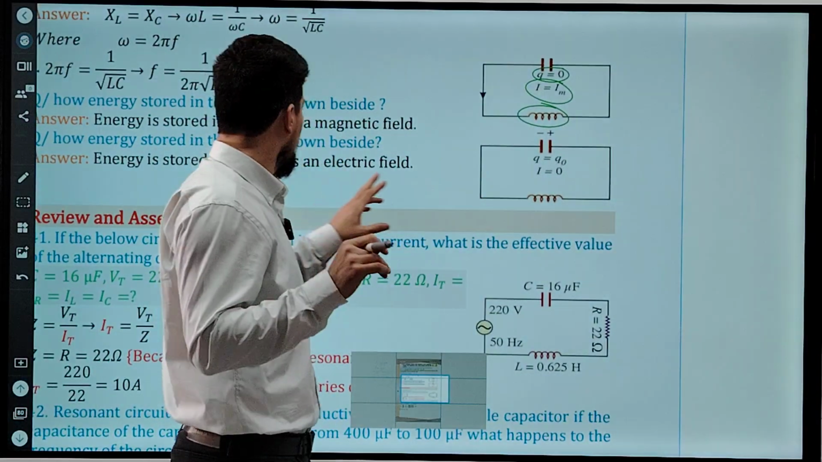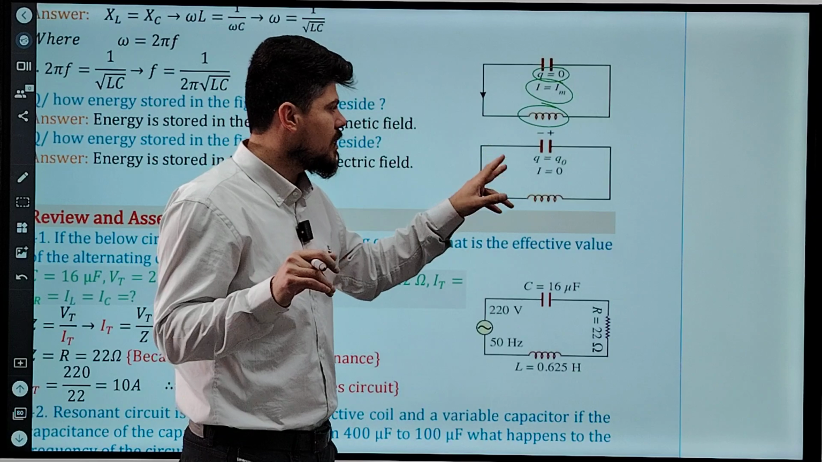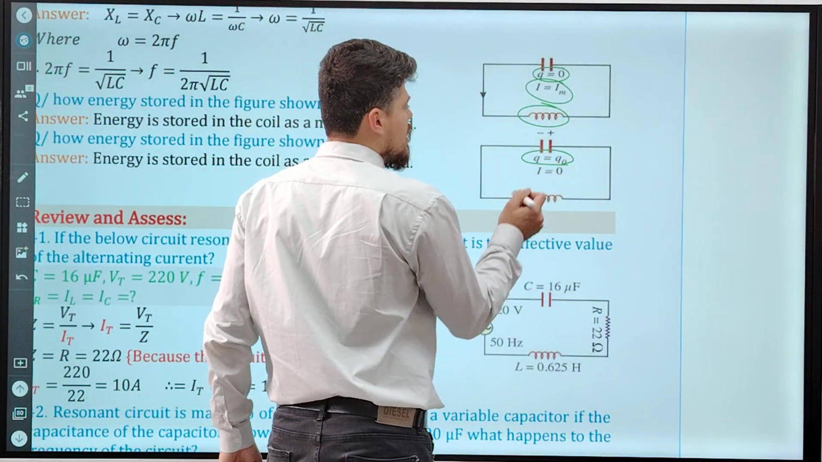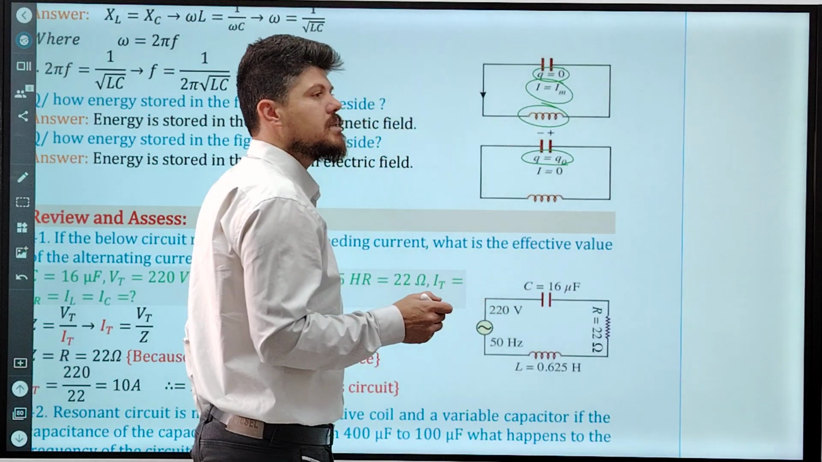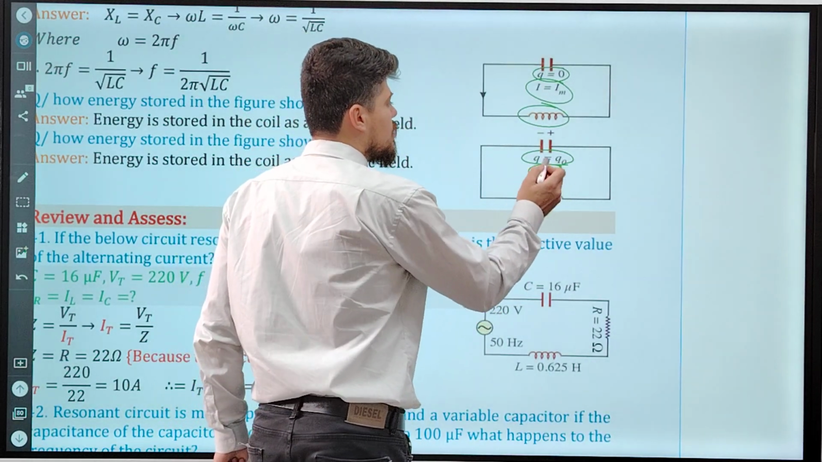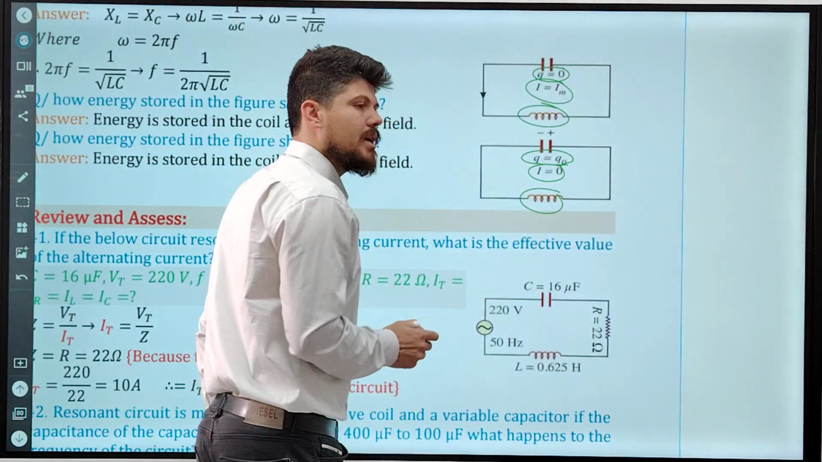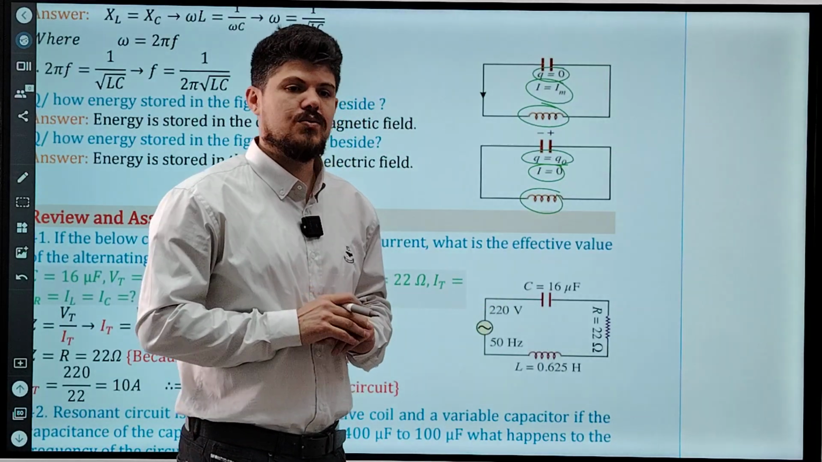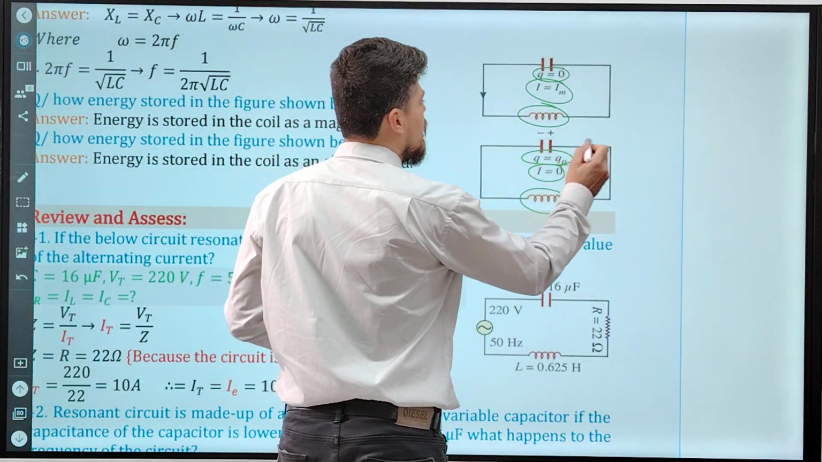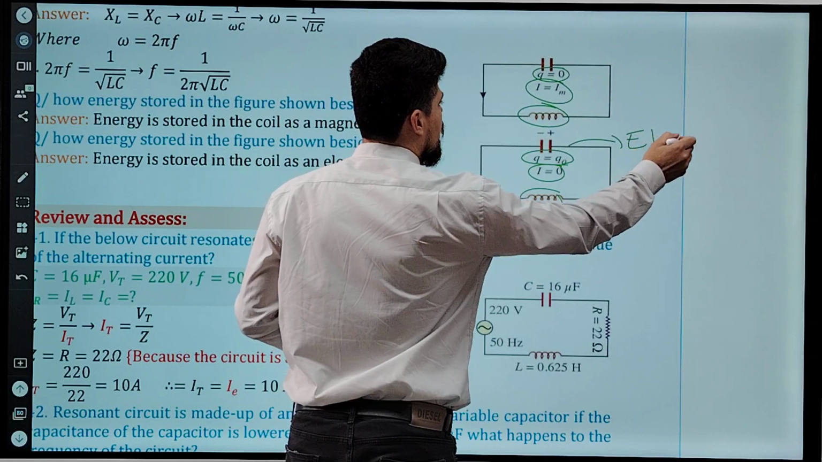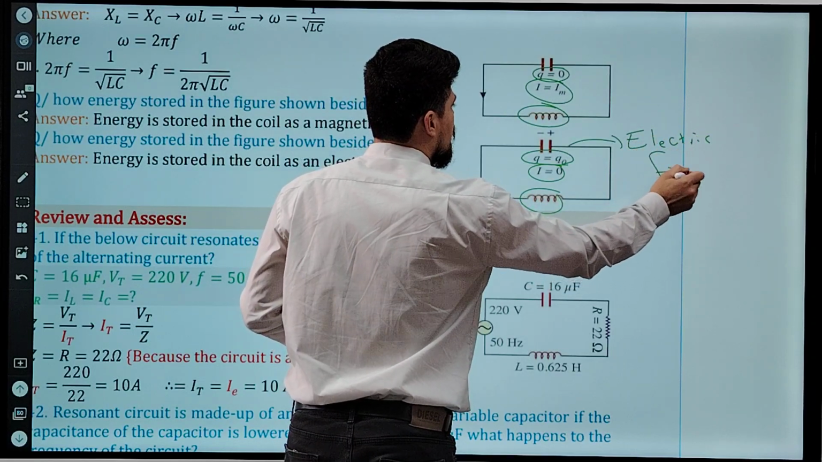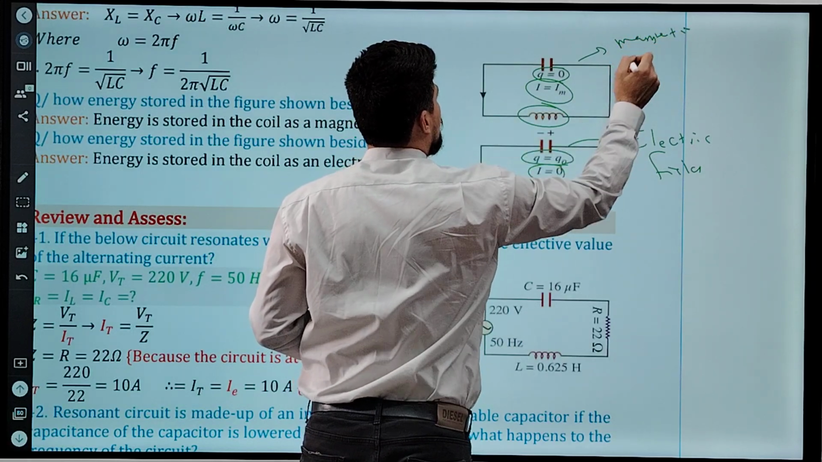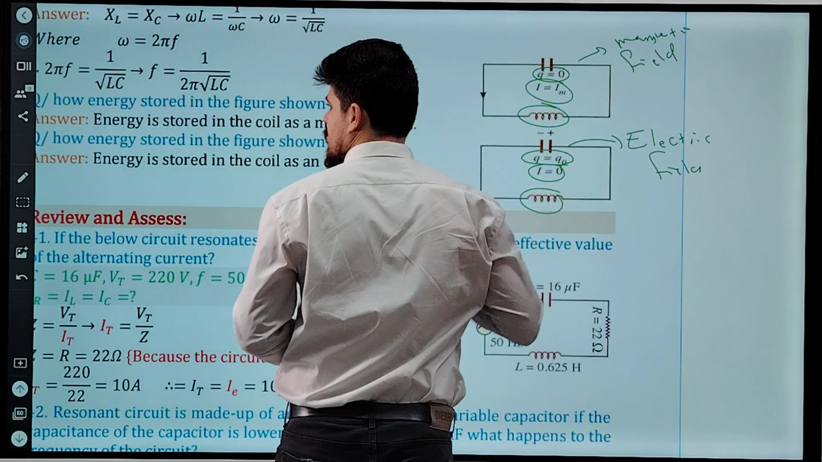In the second figure, how is energy stored? You have to take a look at the figure. Charge is 0? No. Charge has maximum value. But current has 0 value. There is no current through the inductance. That means there is no energy stored as a magnetic field. The energy is stored as an electric field here. Okay? Electric field here, but magnetic field there.